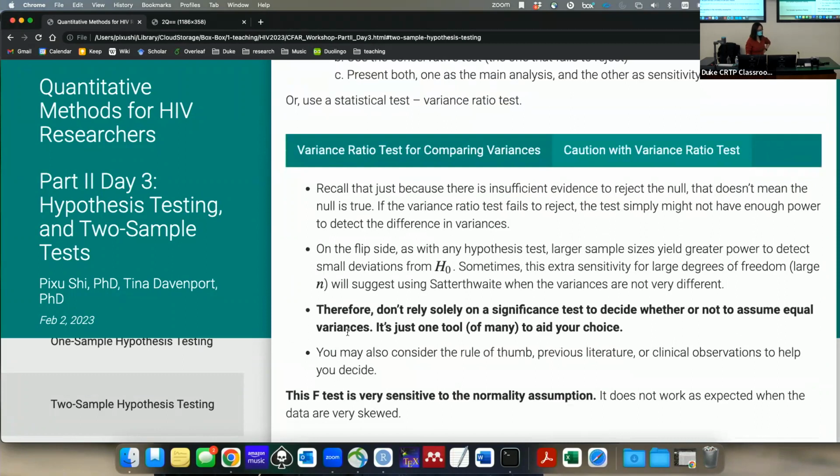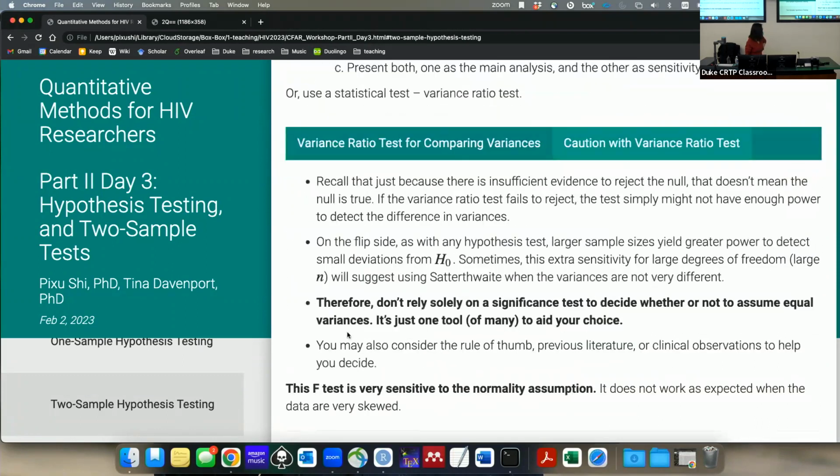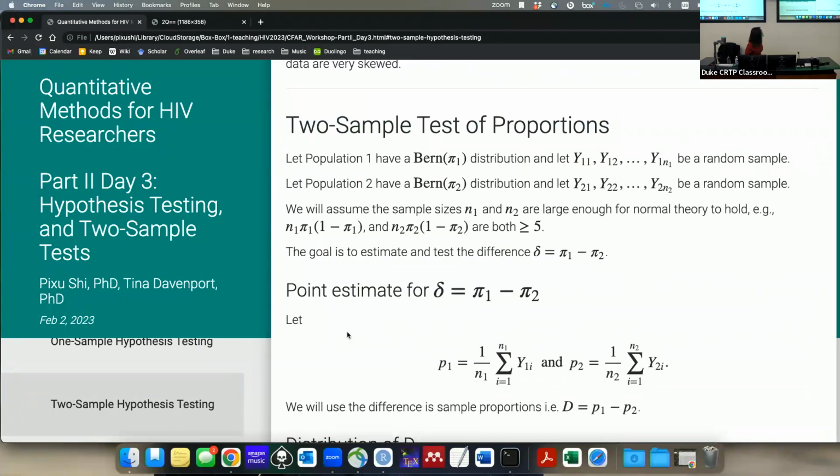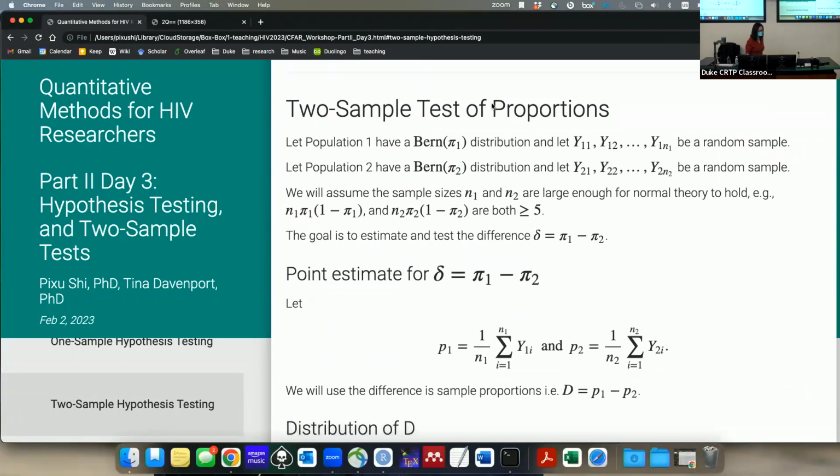So, two sample t-test, and those are for normal distributions, continuous values. We also have a very common situation where we want to compare two proportions. So if we have two sets of patients, and we want to see what proportion of each group has the viral load under control, then this comparison of proportions will be the test to go.